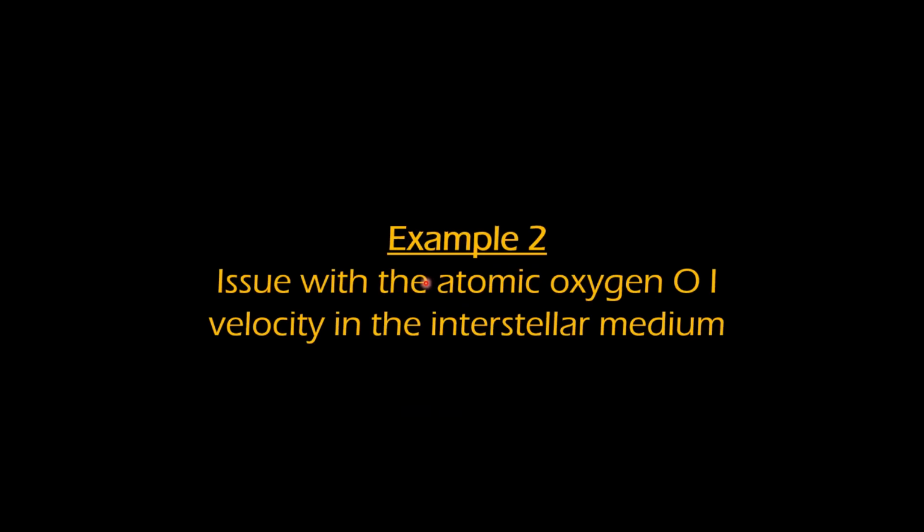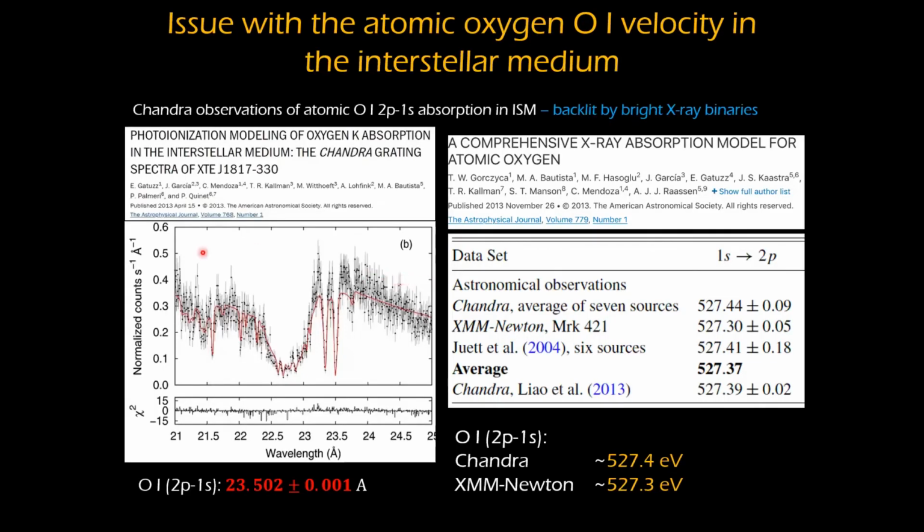So there is also somewhat of an issue with the atomic oxygen velocity in the interstellar medium. I think many of you know this spectrum. This is a Chandra observed spectrum, and in this spectrum you see these two strong lines, which are absorption lines from atomic oxygen. This is the 1s-2p transition around 23.5 angstrom. In terms of energy, Chandra observed it at 527.4 eV, and XMM observed it around 527.3 eV.